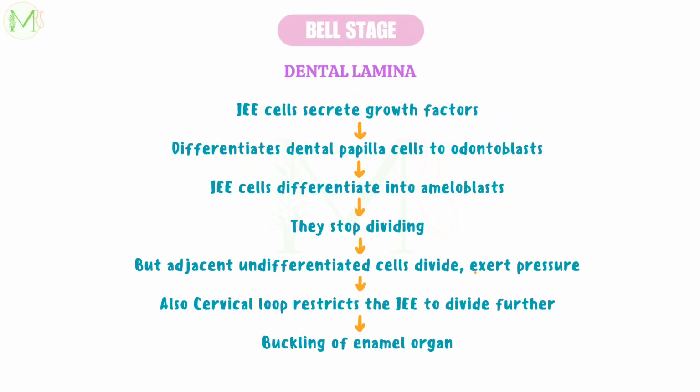Now the ameloblasts stop dividing, but the adjacent undifferentiated cells divide and exert pressure. Also, cervical loop restricts the inner enamel epithelium to divide further. Thereby, it causes buckling of enamel organ, which helps in taking the future shape of the cusp of the teeth.